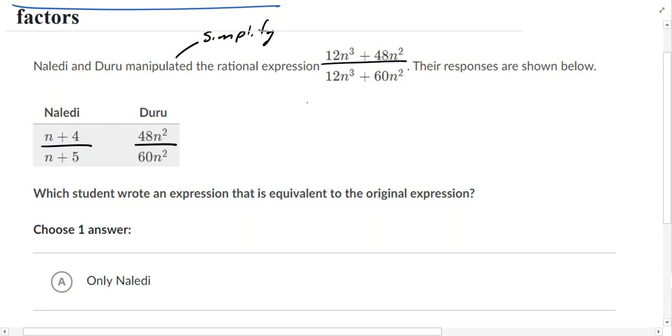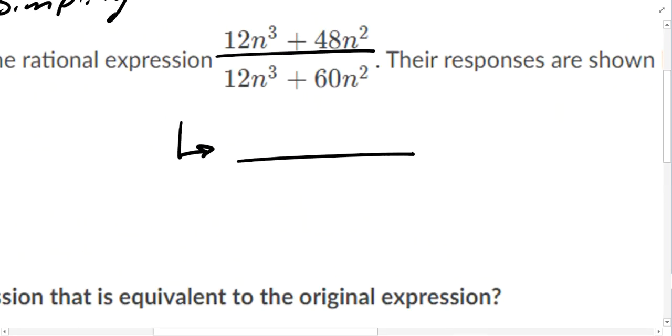Well, let's keep in mind that anytime we have a rational expression, it's really just a composition of a polynomial over top of another polynomial. So if we focus on one polynomial at a time, we should be able to factor them and reduce from there. Now there might be a tendency just to cancel out this 12n cubed and this 12n cubed, leaving us with 48n squared over 60n squared. But please don't do that.